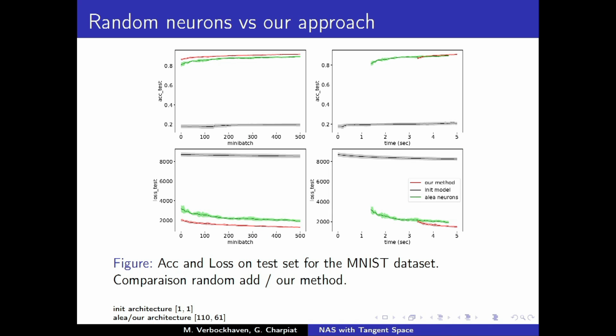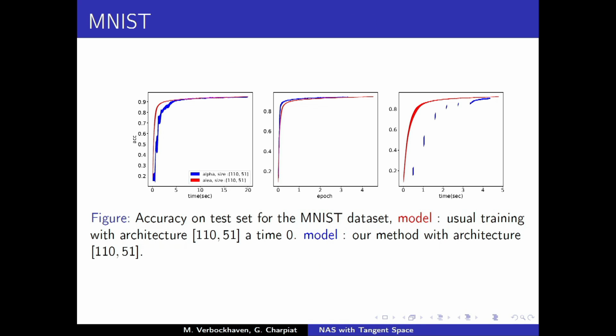This is on this dataset comparing adding neurons with adding random neurons. So in blue, you have the loss when you don't add neurons. In green, it's when you add random neurons, and in red, it's when you add neurons with our method, in terms of epochs and in terms of seconds. And you have the accuracy on top.